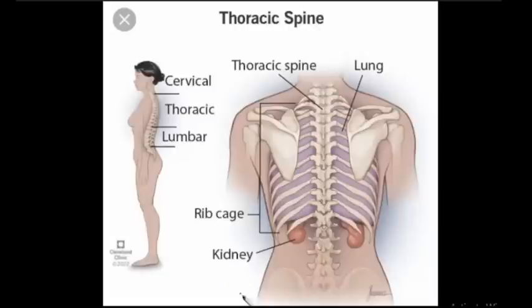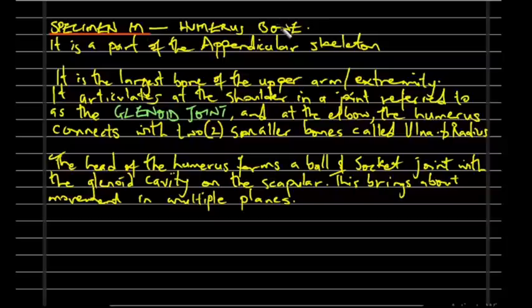So we move to the next specimen. Specimen M is the next specimen there, and that is the humerus bone. It is part of the appendicular skeleton, because when we look at the skeleton, we have two types of skeleton, and this part is found in the appendicular skeleton. The other part is the axial skeleton, that is the skull, as well as the backbone. But the appendicular skeleton carries all of the appendages, like the upper limbs and the lower limbs.